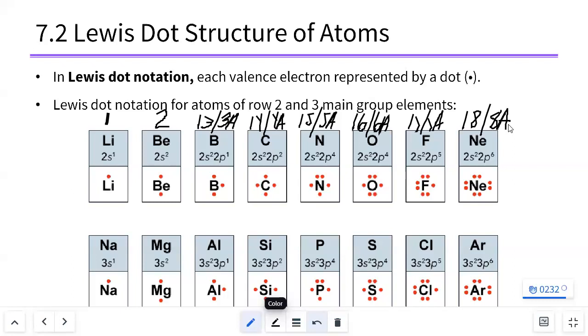So from a Lewis structure, I get an idea of not only what is the most common type of ion that it makes, but also if it does participate in covalent bonding, how's it going to do it? How many bonds would we expect it to make?